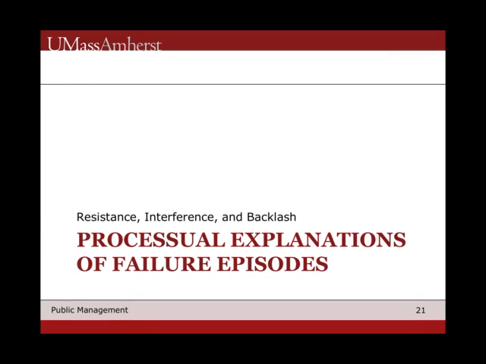So in this third section of this lecture on transitions, we're going to be taking a closer look at these underlying resistance, interference, and backlash mechanisms that we tend to think go along with processual explanations of why some episodes actually fail, or alternatively, if these things are absent, why they succeed.